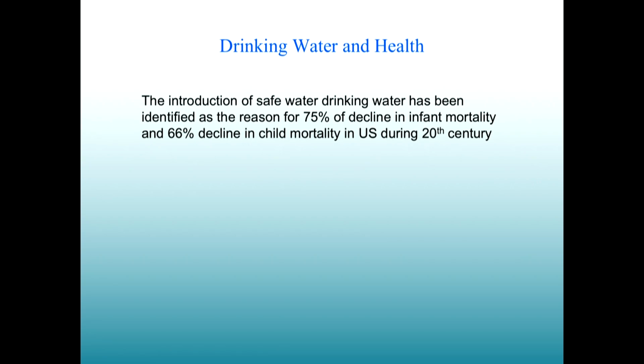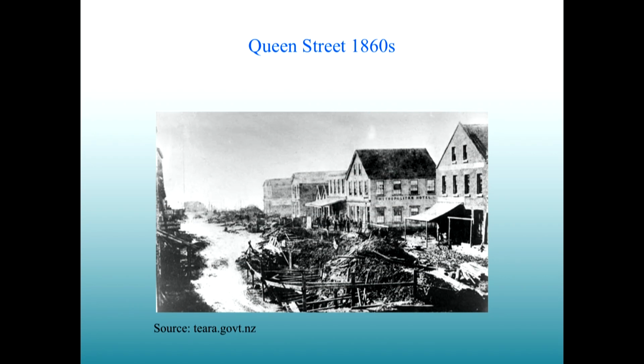Drinking water, of course, is fundamental for human health, and the improvements of drinking water and the safety of drinking water in the early part of last century really accounted for major reductions in infant mortality. In New Zealand, the sanitation movement began actually in the middle of the 19th century. This photo just shows Auckland, Queen Street, with a great big canal running down it in the 1860s, full of sewage. And obviously they were having difficulties back then.